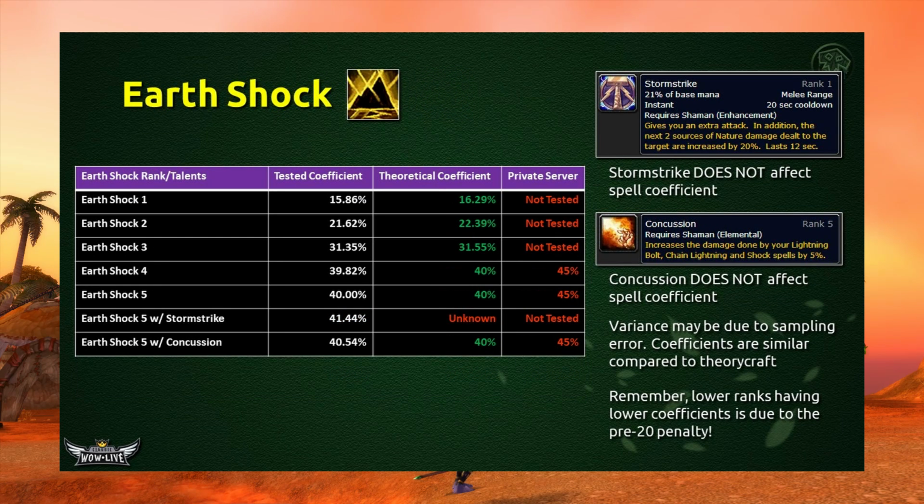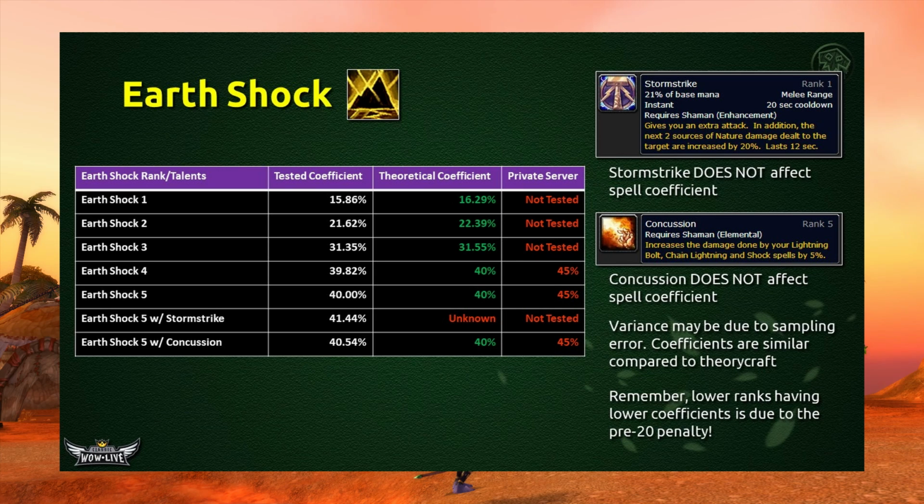Now moving on to Earth Shock. Earth Shock is very similar to Frost Shock. It is an instant cast, so it's 1.5 divided by 3.5 to get the spell coefficient, but like Frost Shock, it has an additional effect. It has a silence, so it actually loses 5% as a penalty. So that should be around 40%. Now, interestingly, the private server test I did was around 45%.